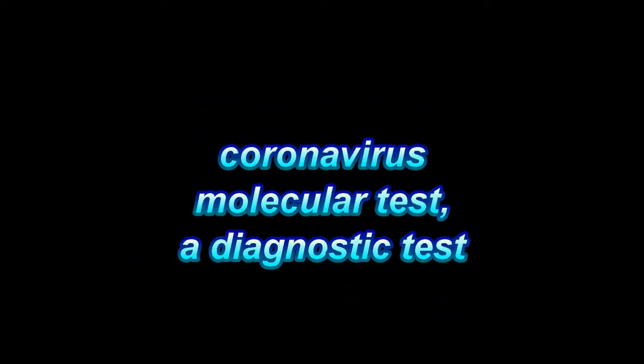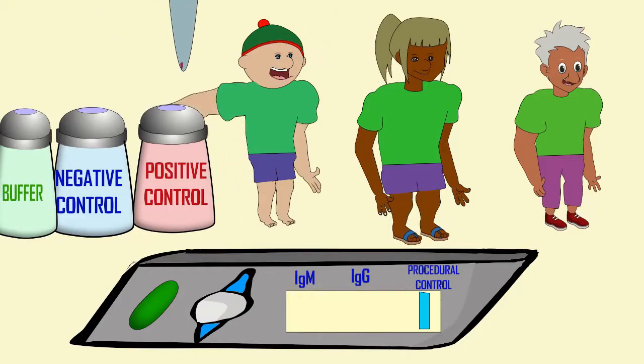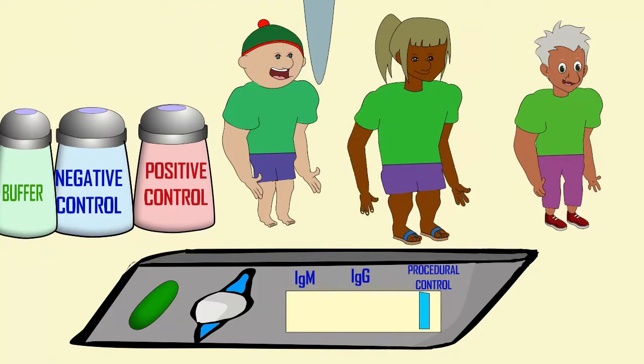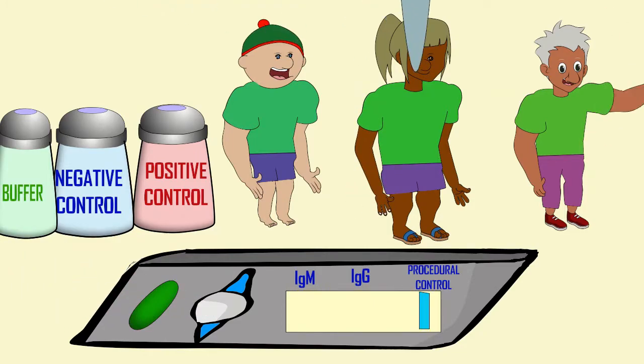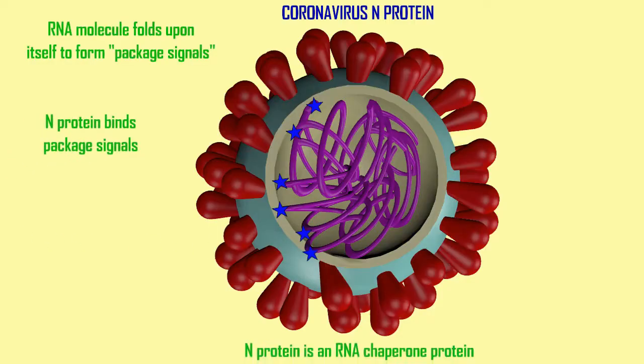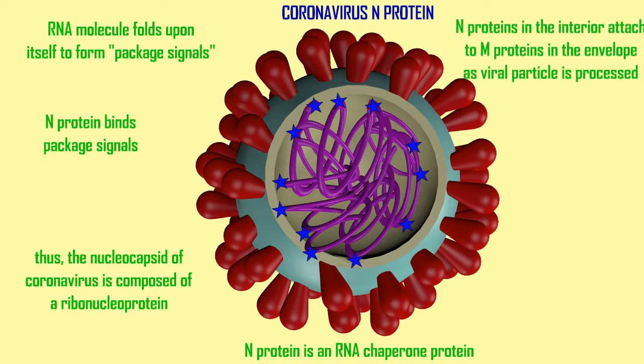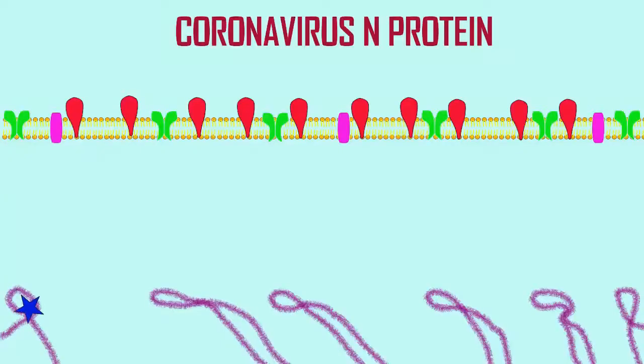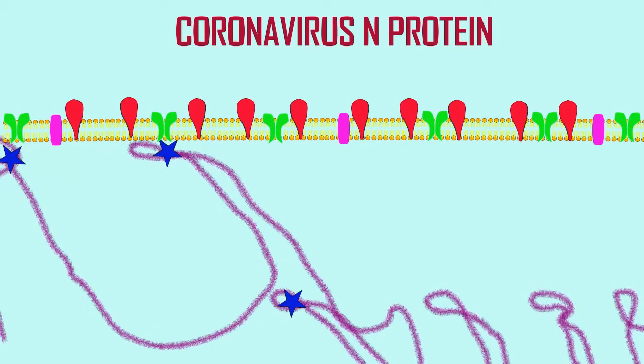There are different types of coronavirus tests. Some tests are antibody tests, which do not look for the viral RNA or the viral proteins directly, but rather the patient's antibodies against the virus, which indicate that they have been exposed to the virus sometime in the past. Some coronavirus tests are diagnostic tests in that they do detect that you currently have coronavirus.